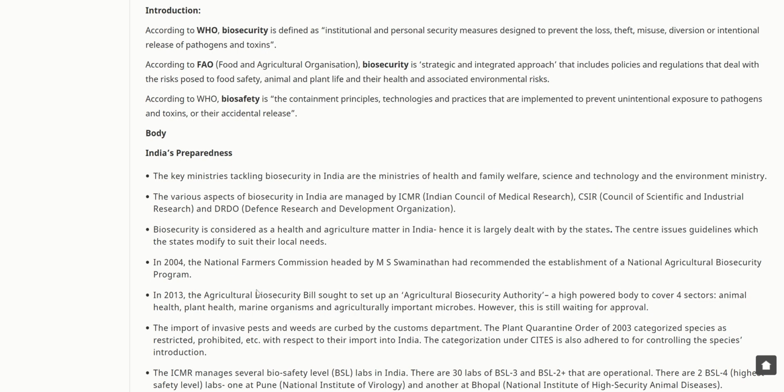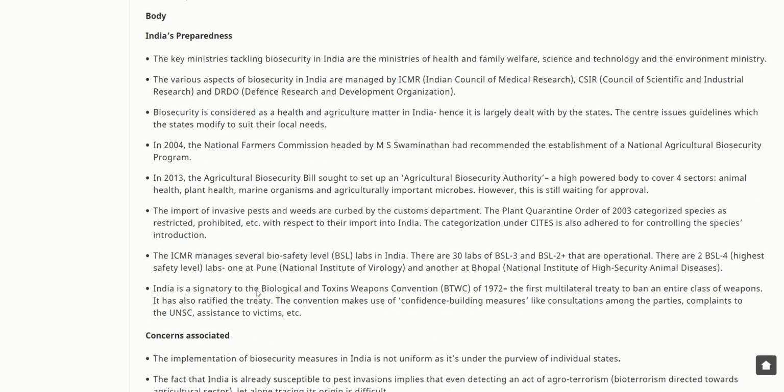According to the FAO, Food and Agricultural Organization, biosecurity is a strategic and integrated approach that includes policies and regulations that deal with the risks posed to food safety, animal and plant life, and their health and associated environmental risks. According to the WHO, biosafety is the containment principles, technologies, and practices that are implemented to prevent unintentional exposure to pathogens and toxins or their accidental release.